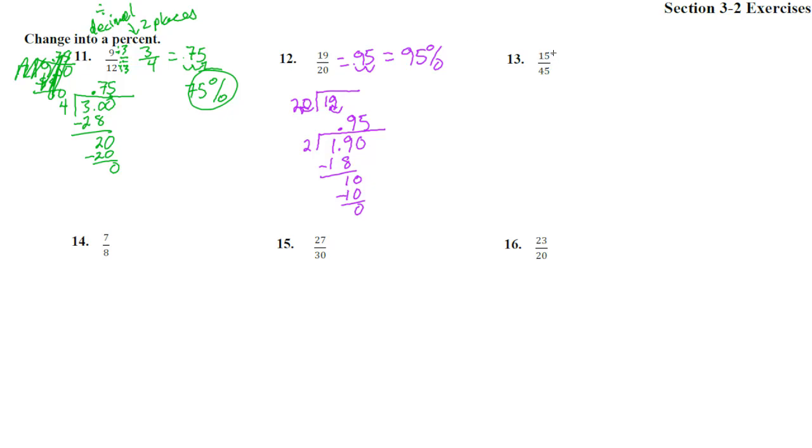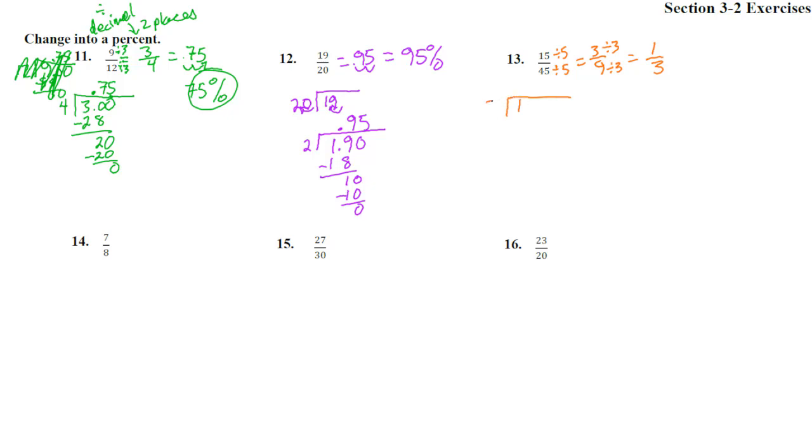Can we simplify this at all? Yeah, we could divide by 5 on the top and 5 on the bottom. So we get 3/9. Hey, that simplifies again. Divide by 3, divide by 3, and we get 1/3. That'll be the easiest one.